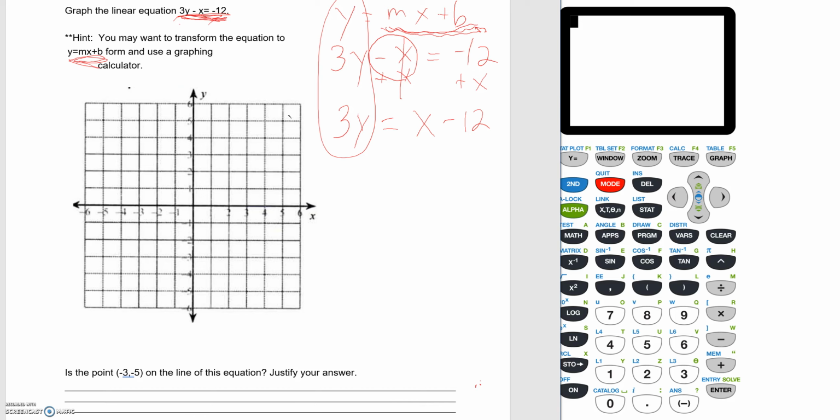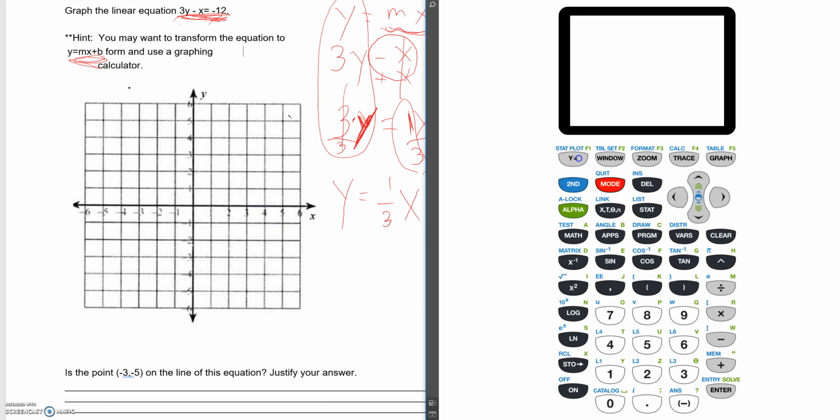Okay, last step, y needs to be completely alone if we're going to use the y equals button on the calculator. So to do that, it's 3 times y. We're going to do the inverse operation and divide by 3. Now, it looks like there's nothing next to the x, but what's always in front of an x? Right, a 1. So we can see that our slope is 1/3. We can rewrite this as y equals 1/3 x minus, and negative 12 divided by 3 is negative 4. So this is the equation that we're putting into the calculator.